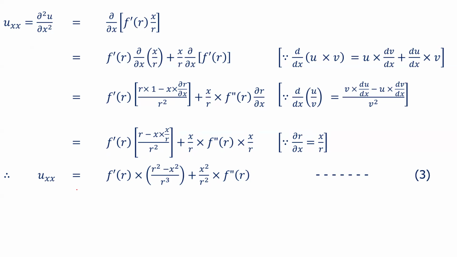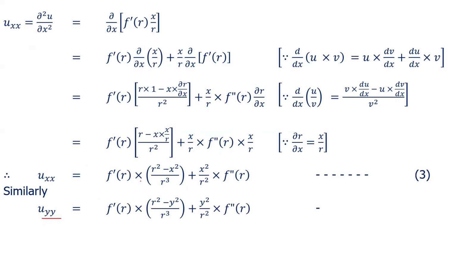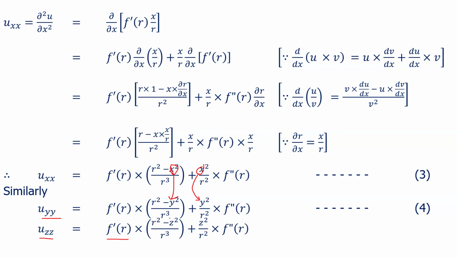Now similarly we are also able to get the second order partial derivative of u with respect to y. So only this x and this x will be replaced by y. Nothing will be changed except these two things. Similarly, if you want to find the second order partial derivative of u with respect to z, then again this x will be only replaced by z.